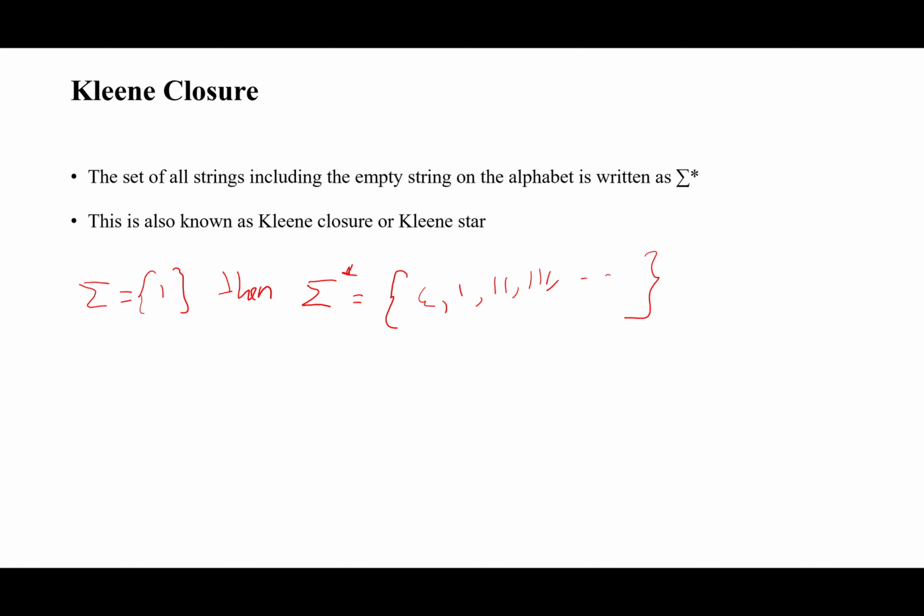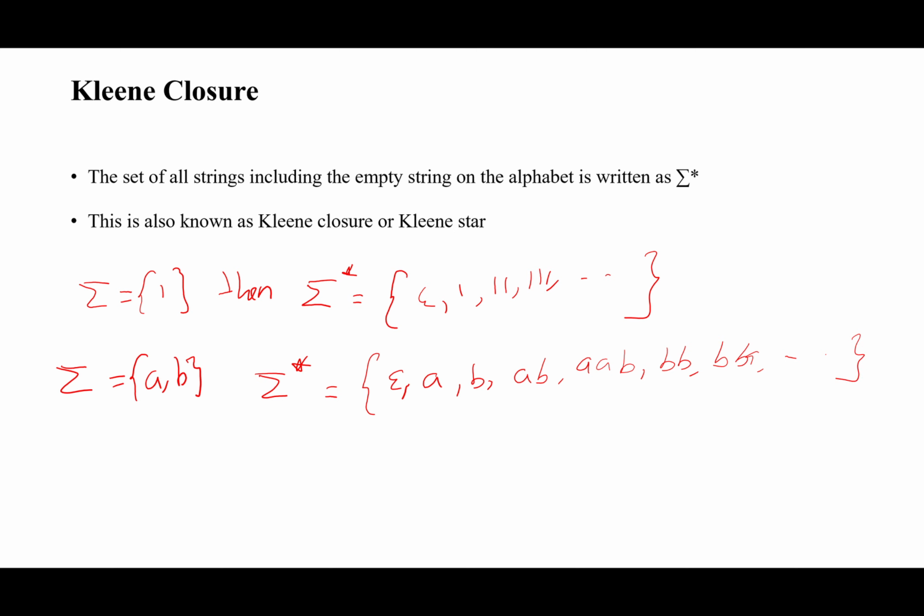Suppose the input symbol set is {a, b}. Then what is sigma star? That is the Kleene closure. So epsilon, the empty string, is allowed, then a, b, ab, ba, bb, and so on. Any combination is allowed here.